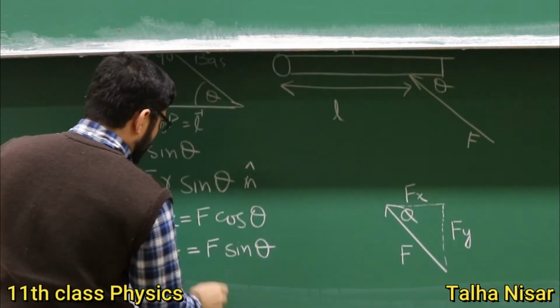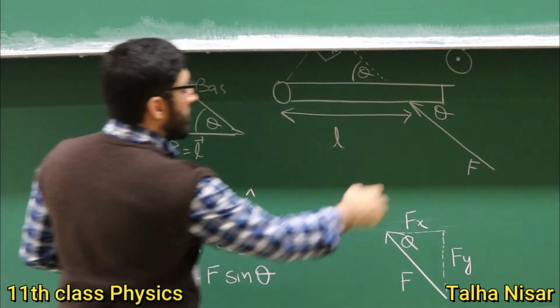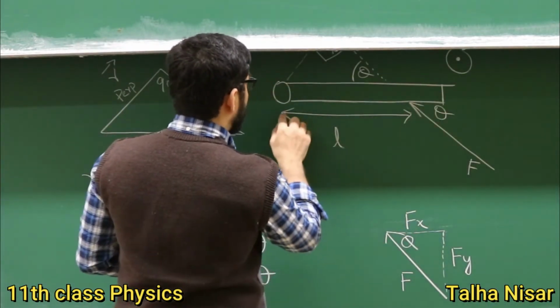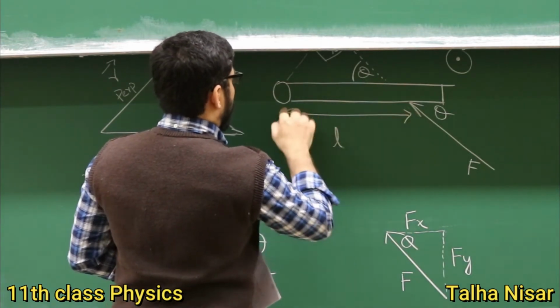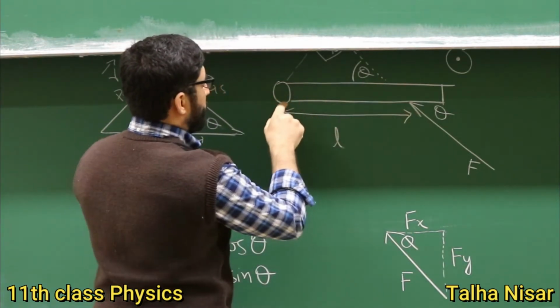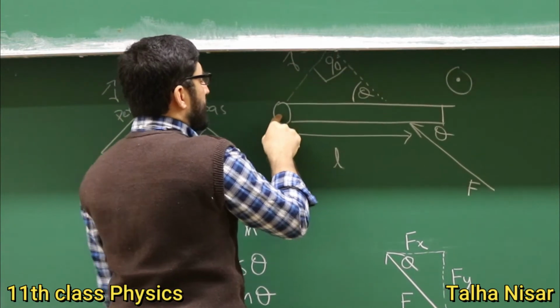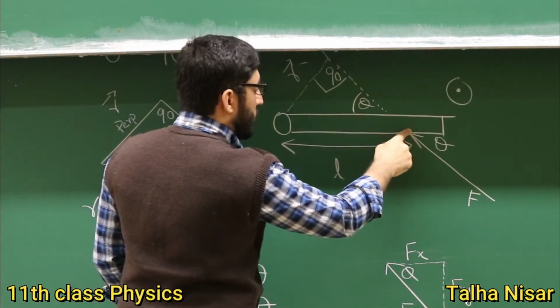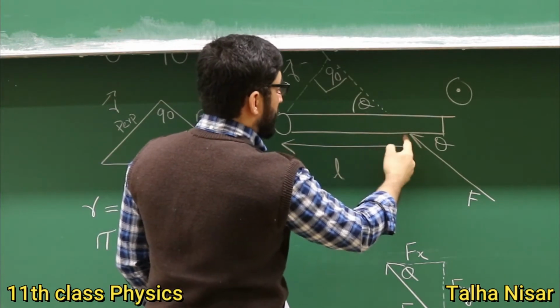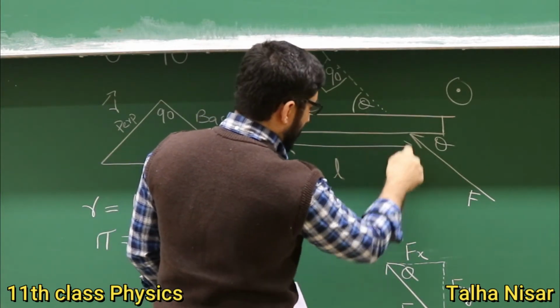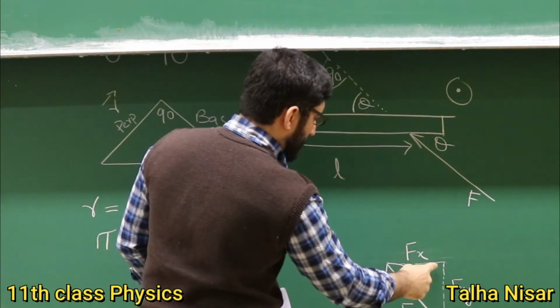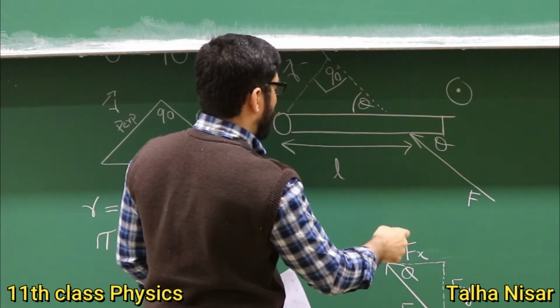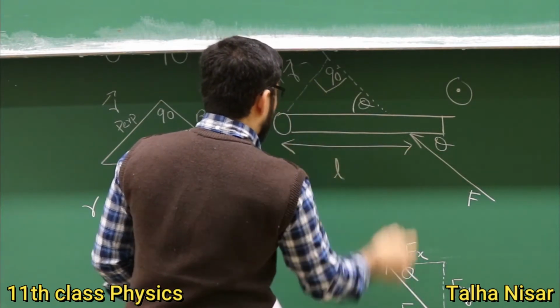So F sine theta, so now we have the Fy here, so that we know what is the effective force and we know what is the distance between the axis of rotation and the point where the force is actually acted. The effective force here is the Fy. So this is the Fy, and this distance is known.